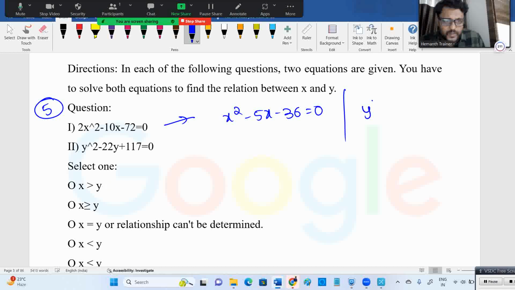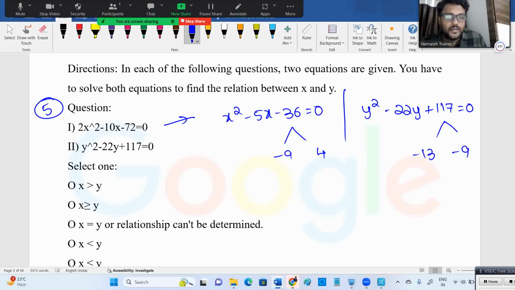That's one quadratic equation. The other quadratic equation is this. See, 117 is minus 13 into minus 9. Minus 36 is satisfied by minus 9 into 4. Minus 9 into 4 is minus 36. Minus 9 plus 4 is minus 5, satisfied. Minus 13 into minus 9 is 117. Minus 13 minus 9 is minus 22.